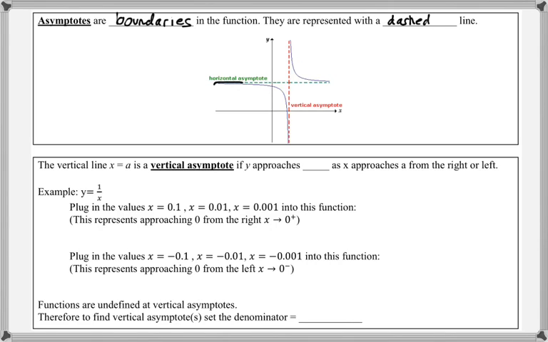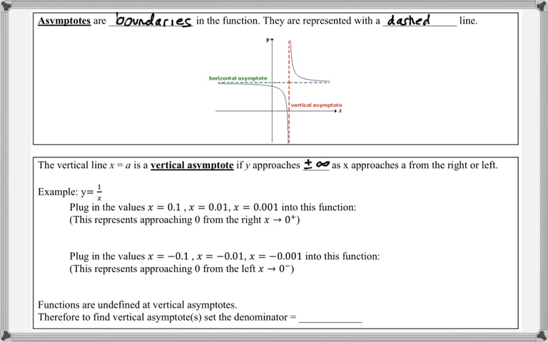So these really warp the function. If you see here, these graphs will approach these boundary lines. So it really breaks up the function. The vertical line x is equal to a is a vertical asymptote if y approaches positive or negative infinity as x approaches a from the right or the left. So that's just talking about the generic form of that vertical line.